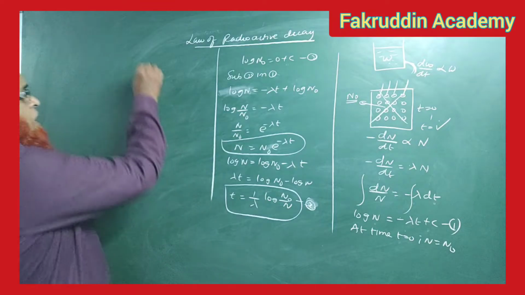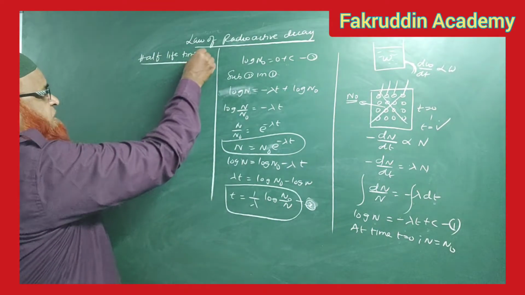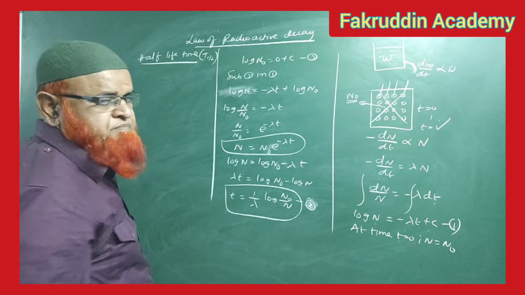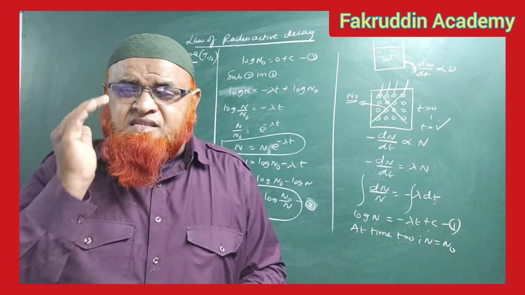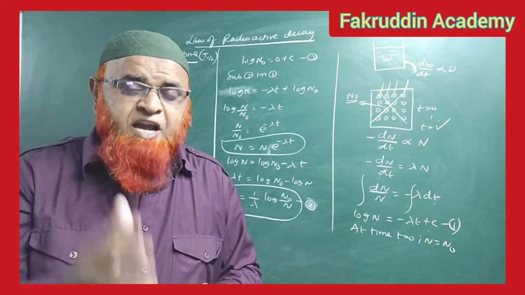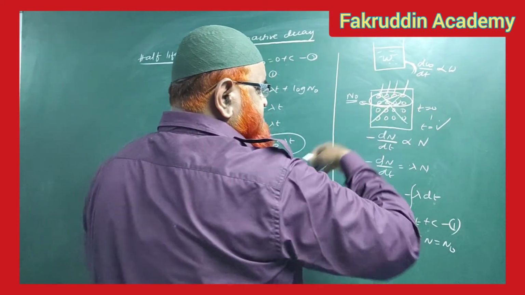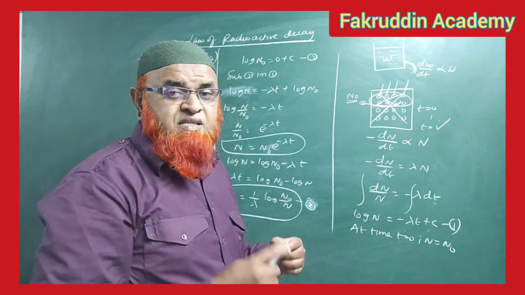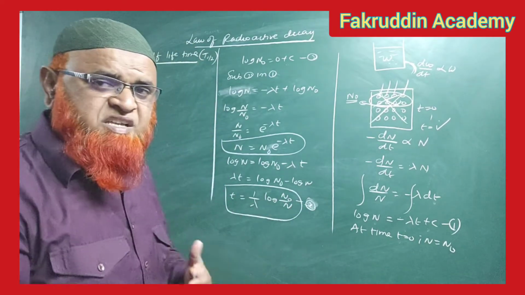Now let us discuss the meaning of half-life time, or half-life period, which is given by the letter t half. What do you mean by half-life period? In general, the time taken for half of the nuclei to decay is called the half-life time. For example, if half of the nuclei have decayed, then the time taken for half of the nuclei to decay is taken as the half-life time.